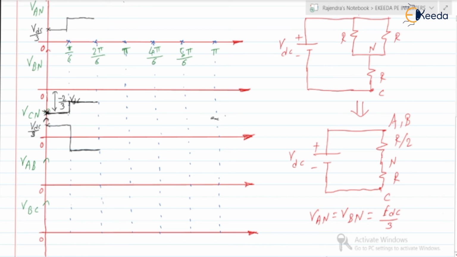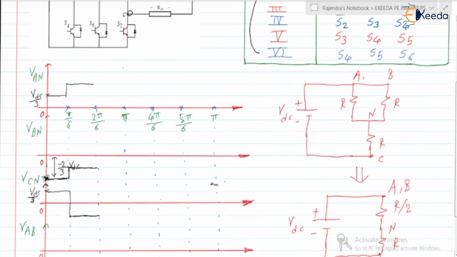Okay, what about the VBN, sorry, VCN? It is negative, right? VCN should be negative because current is flowing from N to C. Okay, so VCN will be negative. It is equal to minus 2 by 3 VDC. Is this clear? Okay, so VAN, VBN, VDC by 3.